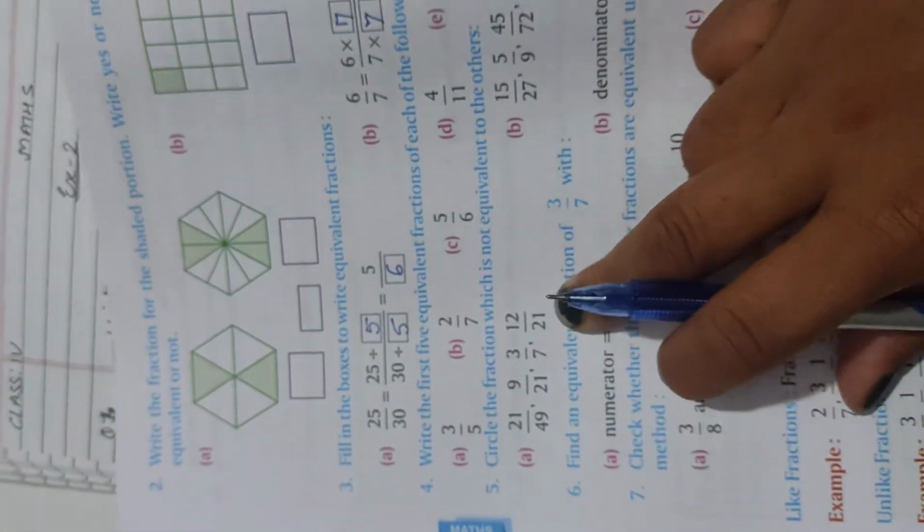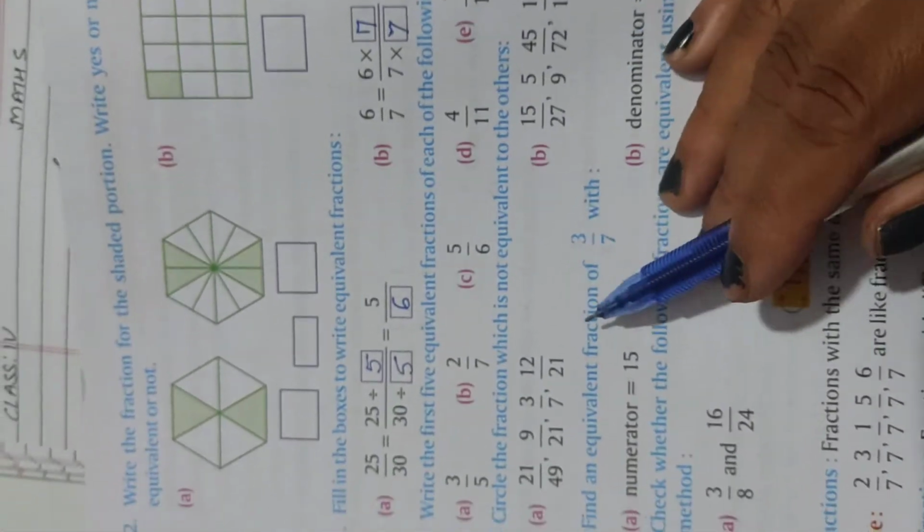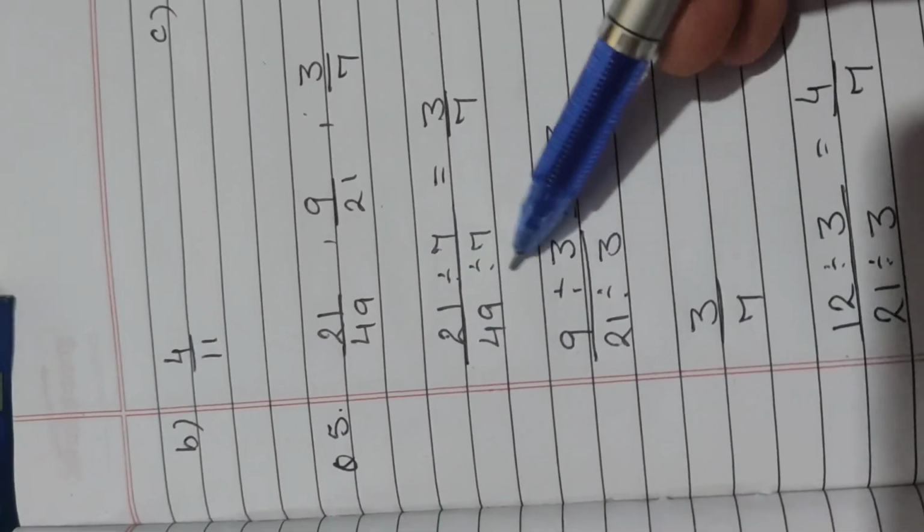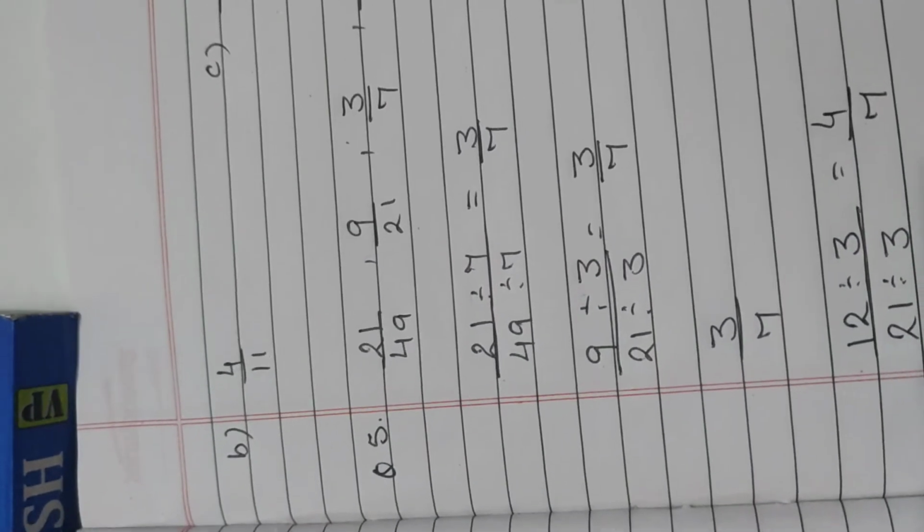Now you have the fifth question in the book. Circle the fraction which is not equivalent to the others. We have to circle that fraction which is not equal. We have got 2 questions. Here we have 4 fractions. Here also we have 4 fractions. Now how to do it? I have written the fractions. What I will do is start reducing them to the lowest fraction.